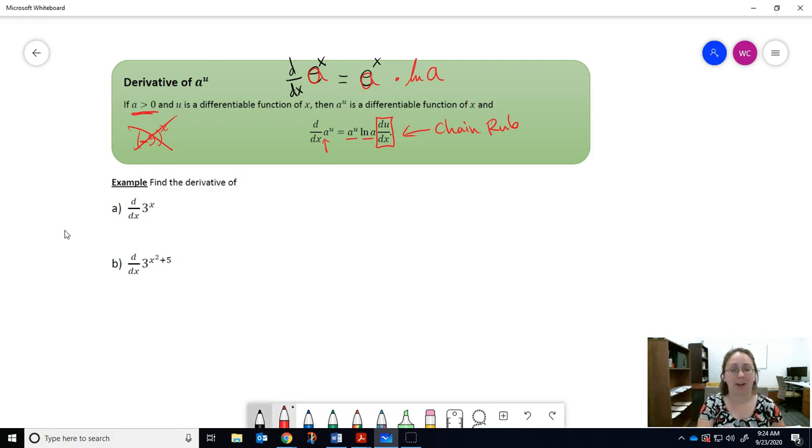So let me show you an example. Derivative of 3 to the x. So notice it's a number that's not e. If it were e, we go back to the old rule that we had, but this is 3.